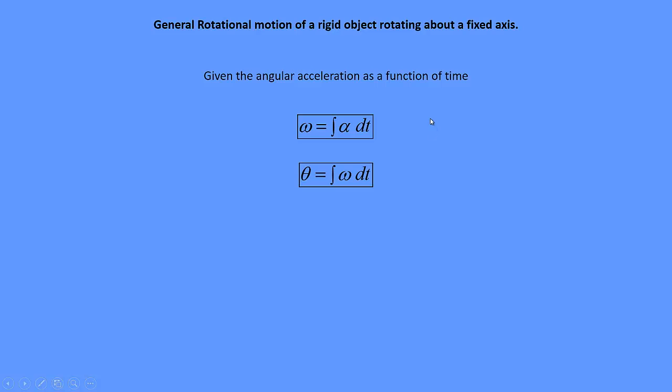So derivatives go from angular position to angular velocity to angular acceleration, and integrals go from angular acceleration to angular velocity to angular position. Again, just like linear. And this is all for describing the motion of a rigid object rotating about a fixed axis.